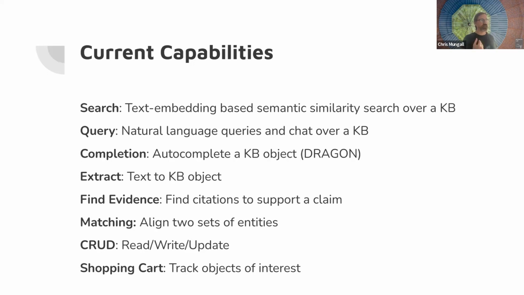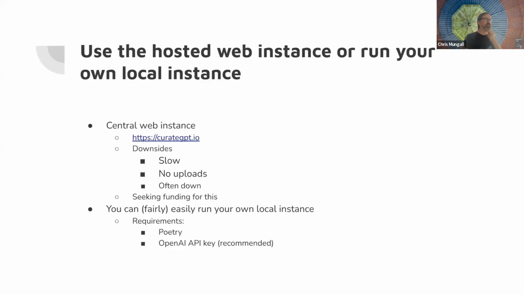You can do auto completion or object completion type functions. You can do extraction from text into your database structures. You can find evidence in the literature to support claims. You can match sets of entities. You can do basic object editing functionality. You can query the database, look for objects, change the fields and so on. And there are also things like shopping carts to keep track of things of interest.